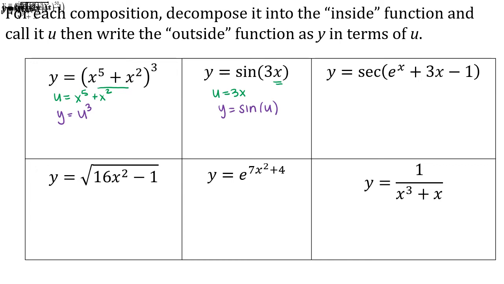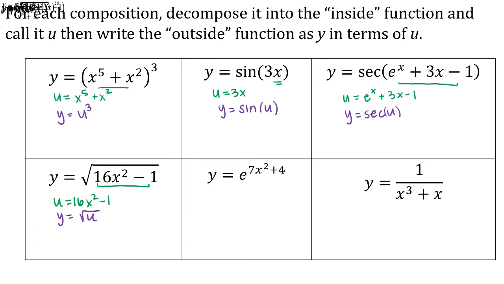All right, so hopefully you found here, this would be that inside function. So u equals e to the x plus 3x minus 1. And that outside function is the secant of that whole thing, which I've just called u. All right, looking at this next one, our inside function is going to be that. And then our outside function is going to be the square root of that, which again I've just called u.